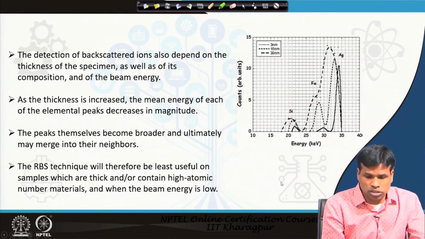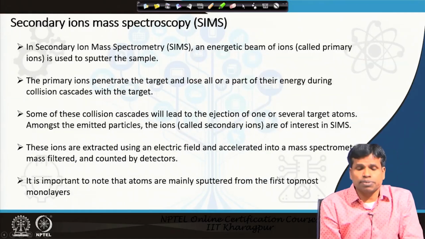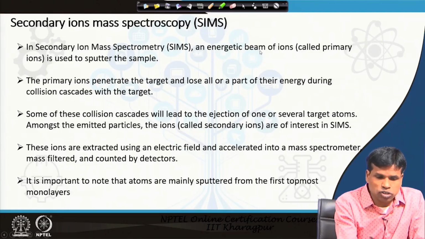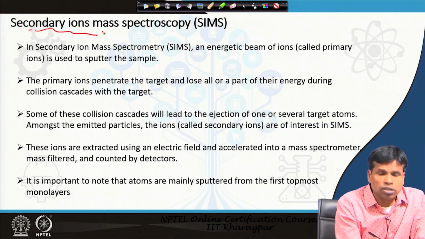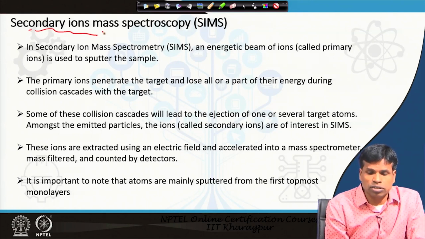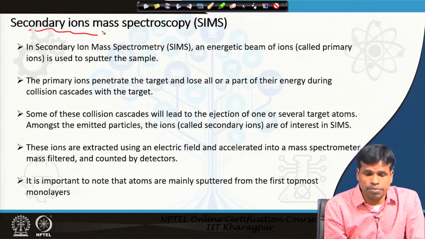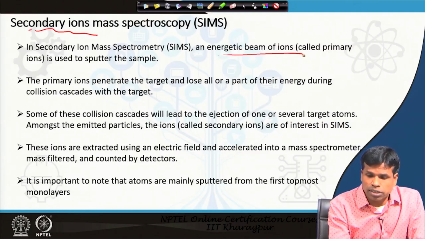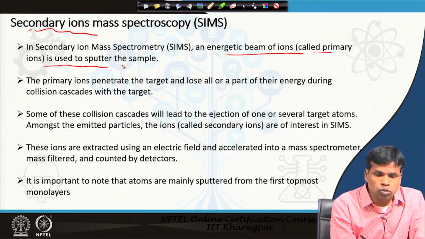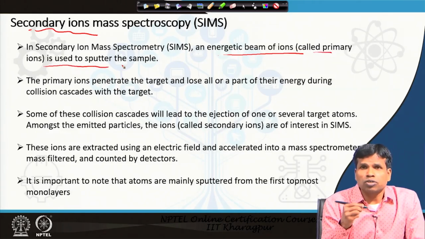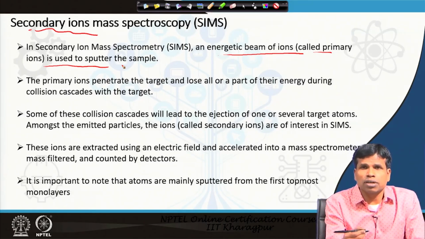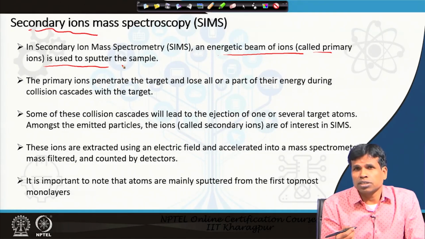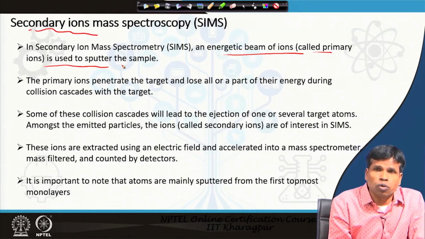In secondary ion mass spectroscopy, an energetic beam of ions is used. As the name suggests, we measure the mass of the secondary ion, the mass to charge ratio of the secondary ions, and therefore are able to tell what element is present on the specimen. An energetic beam of ions, called primary ions, is used to sputter the sample. So, primary ions will strike the specimen and take out the secondary ions. They bombard the specimen surface and knock out the surface atoms, called sputtered atoms, and by measuring the mass to charge ratio of these sputtered atoms, we are able to tell what atom is present on the specimen surface.